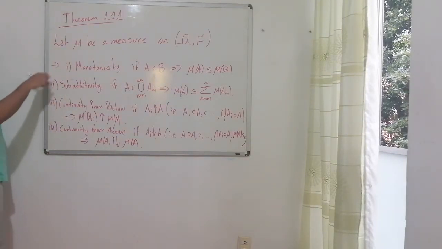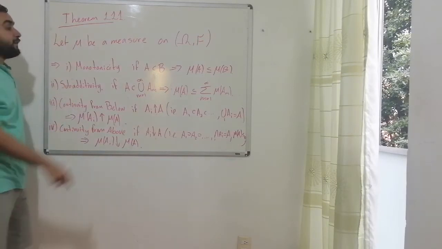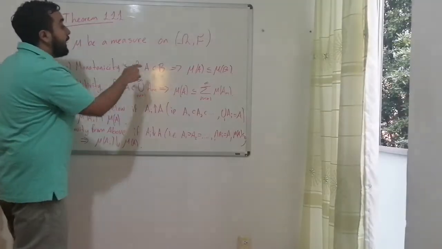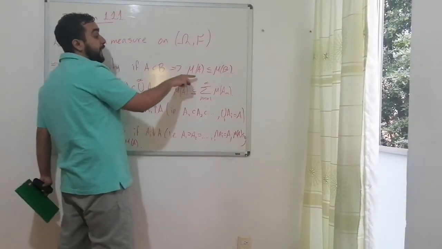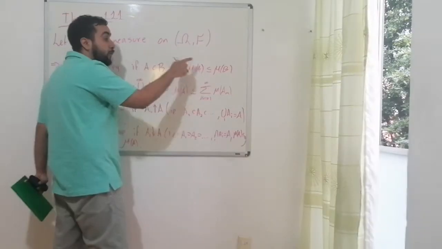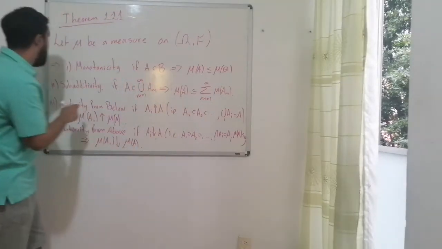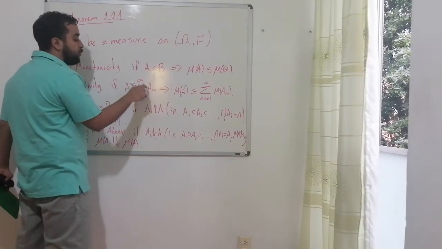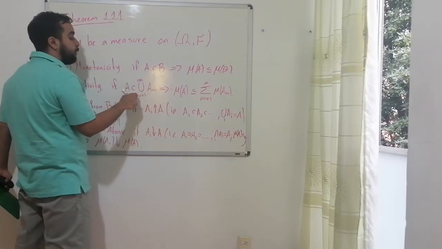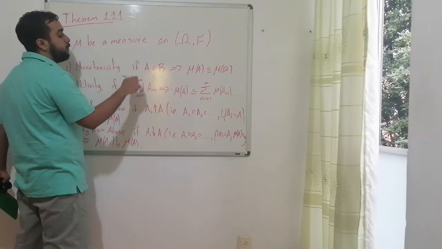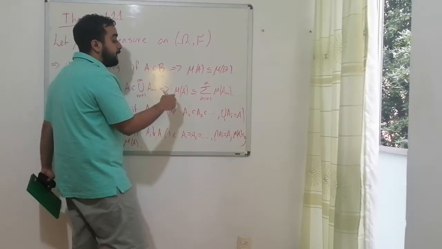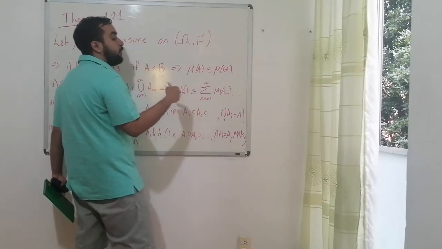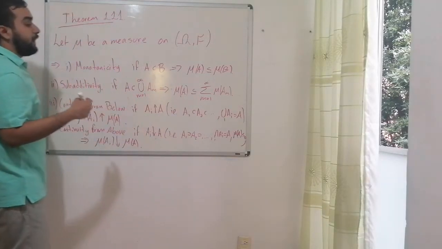The first consequence is monotonicity: if A is a subset of B, and A and B lie in F, then mu of A is less or equal than mu of B. The second is subadditivity: if A is a subset of the union of A_m, where m is equal to 1 to infinity, then mu of A is less or equal than the sum of all the measures of A_m.